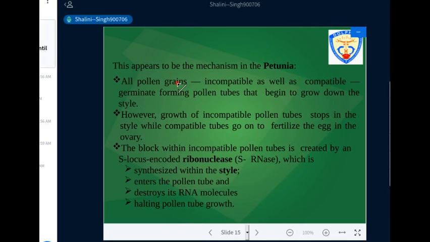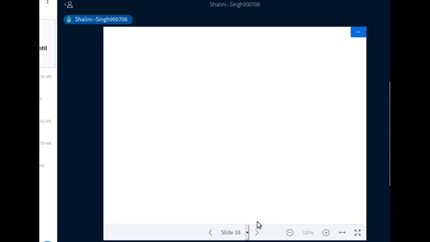This appears to be the mechanism in the petunia. All pollen grains, incompatible as well as compatible, germinate, forming pollen tubes that begin to grow down the style. However, growth of incompatible pollen tubes stops in the style, while compatible tubes go on to fertilize the egg in the ovary. The block within the incompatible pollen tube is created by an S-locus encoded ribonuclease, which we call RNase, which is synthesized within the style, enters the pollen tube, destroys its RNA molecules and halts pollen tube growth. So in brief, this is the whole mechanism of the gametophytic self-incompatibility reaction.